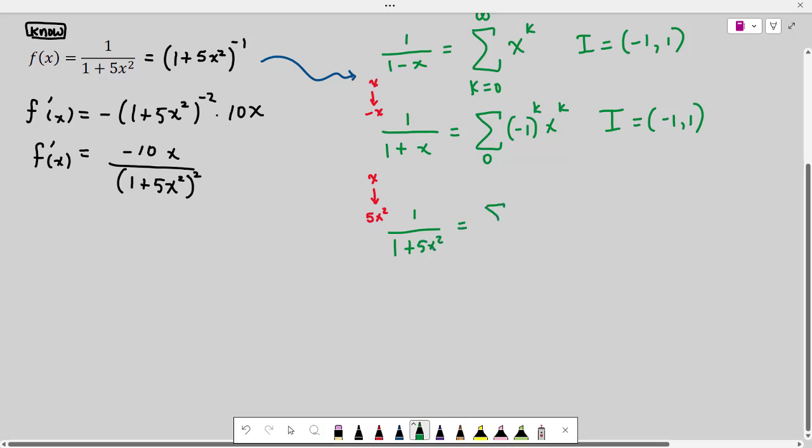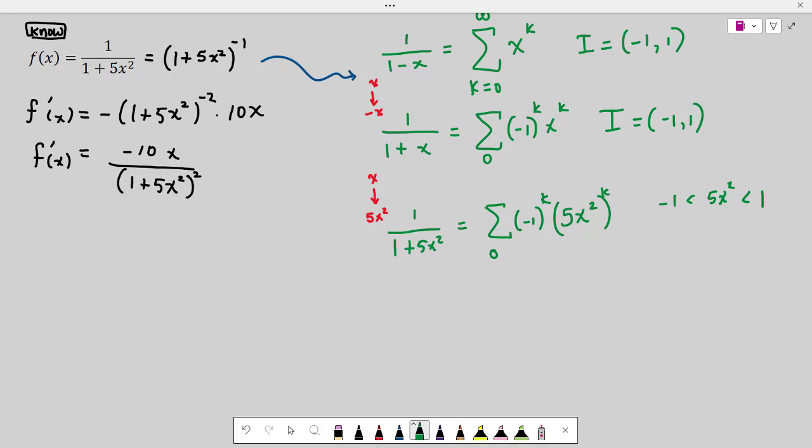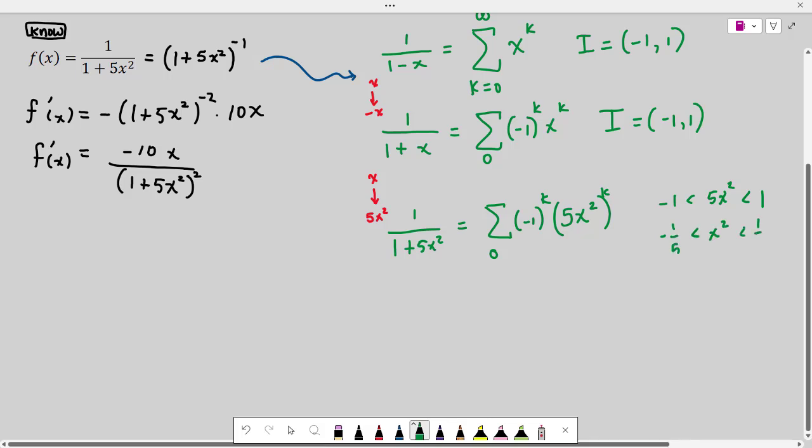So on this side, 5x squared all to the k. And then also in this interval we have to do that. So for our interval, let's focus on that for a minute. This is going to be negative 1/5 less than x squared less than 1/5. And then our little sneaky algebra technique was to do that. Then we can take the square root of both sides. The square root of x squared is absolute x. That's 1 over root 5.